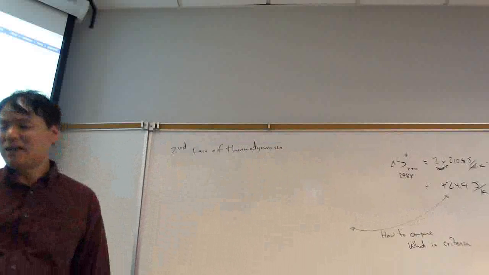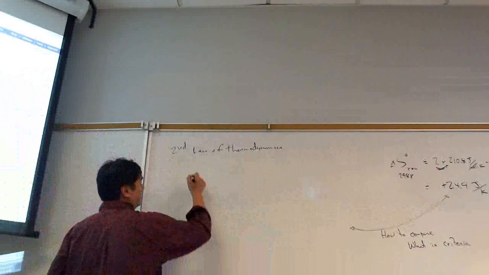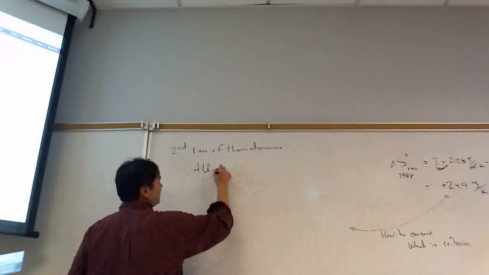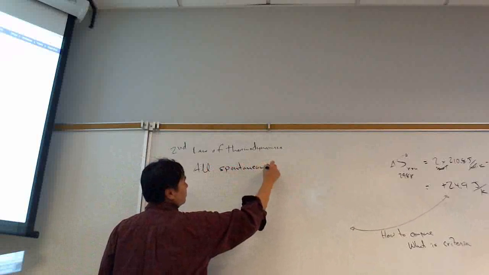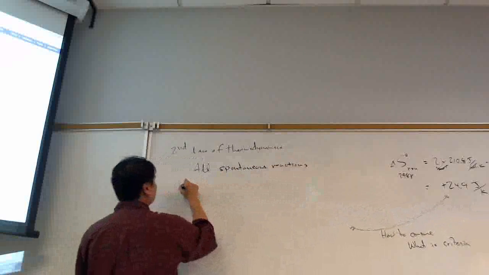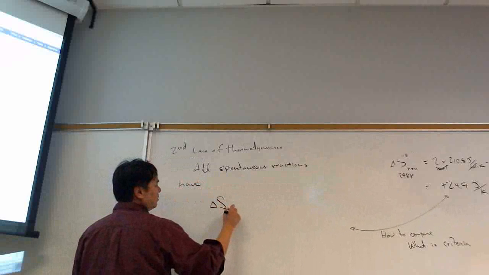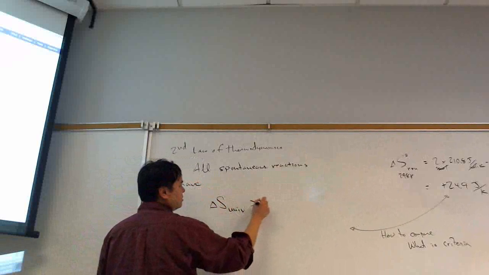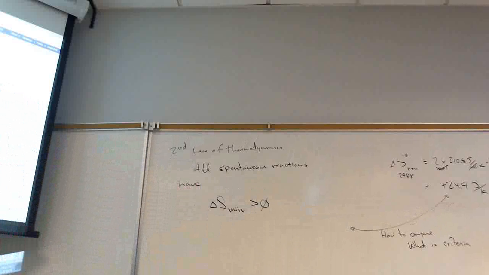All spontaneous reactions must meet this criteria. All spontaneous reactions have delta S of the universe greater than 0. And so if you look at all the spontaneous reactions, one thing that they all share is that the entropy of the universe increases.